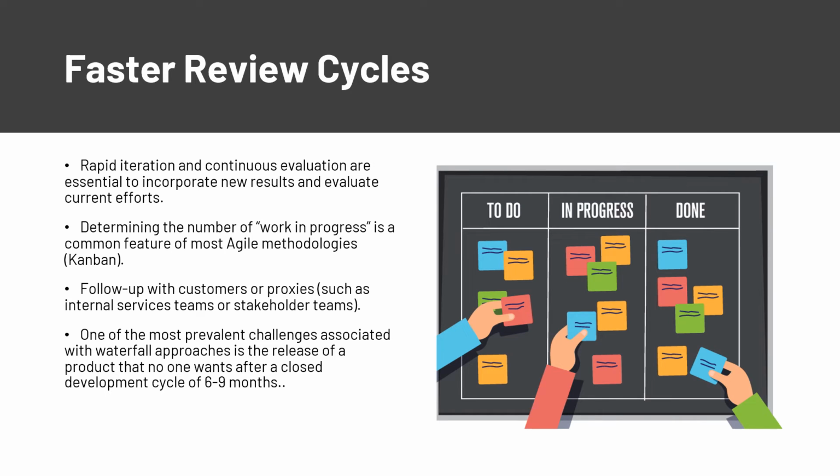So on this slide, it says faster review cycles. And on the right hand side, you can see the diagram: to do, in progress, and then done. So rapid iteration and continuous evaluation are essential to incorporate new results and evaluate current efforts. Determining the number of work in progress is a common feature of most agile methodologies.